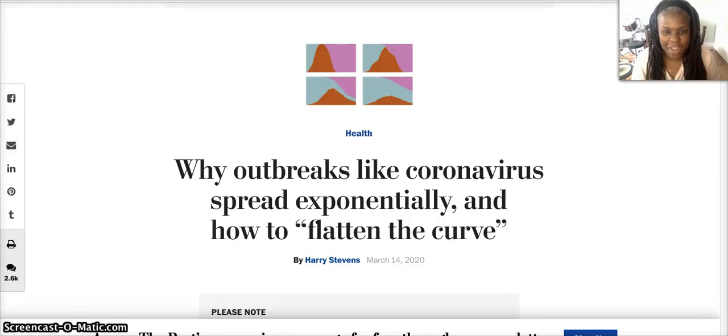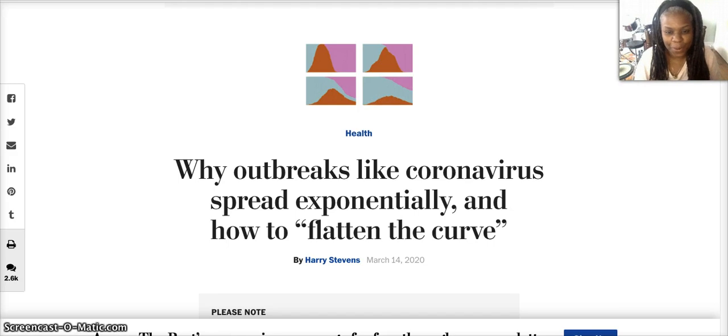I thought it might be kind of an interesting thing to think about some of the concepts that you've worked on in mathematics, but you've never really seen in application. So, why do outbreaks like coronavirus spread exponentially, and how do we flatten the curve?